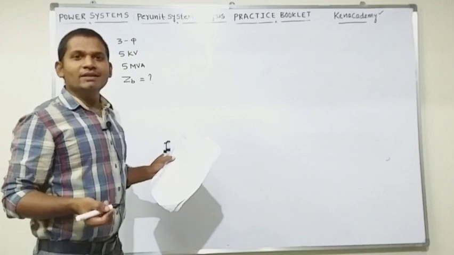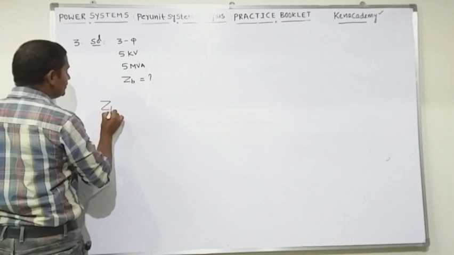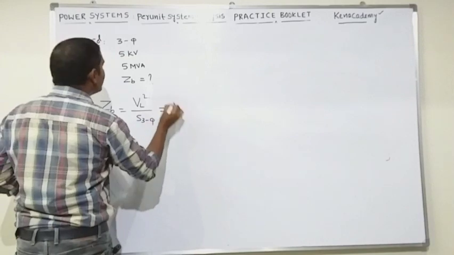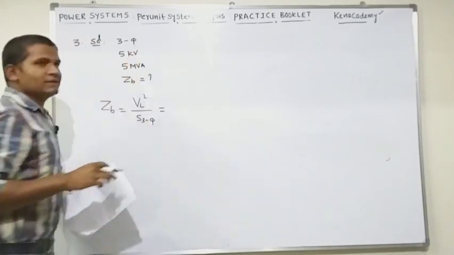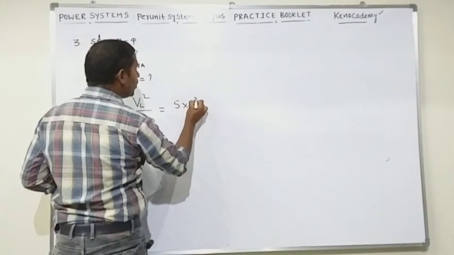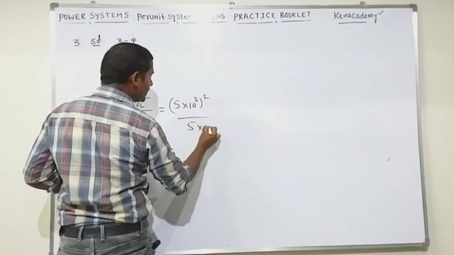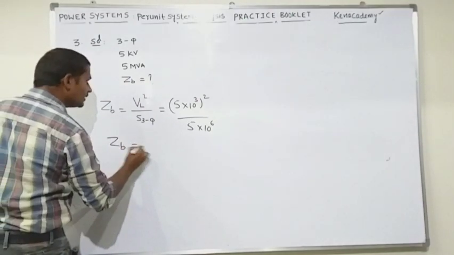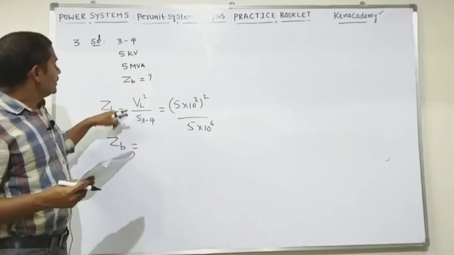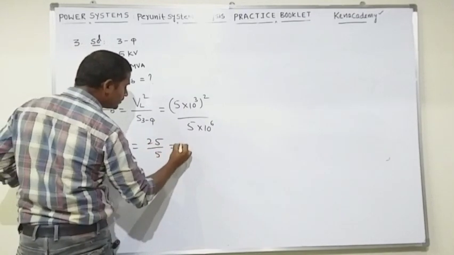If it is not mentioned like that, then always take it as star connected. Then what is the base impedance? Base impedance equal to VL square by S 3-phase. This is line voltage VL square. Then how much can you get? 5 into 10 cube whole square by base MVA 5 into 10 power 6. Tell me how much base impedance we can get. This is VL square, that is 25 by 5. How much? 5 ohms.